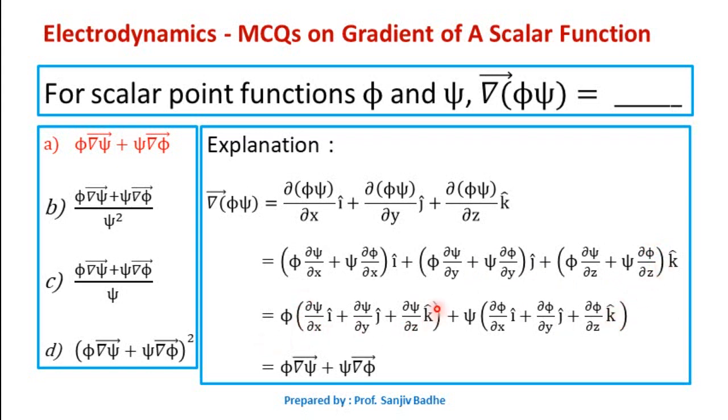This is nothing but gradient of psi and this is gradient of phi, and therefore gradient of product of two scalar functions will be equal to phi gradient of psi plus psi gradient of phi. This is given in option A, and therefore here A is the correct option.